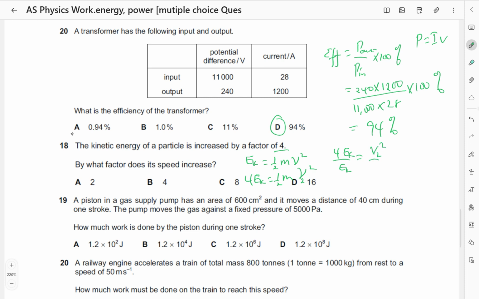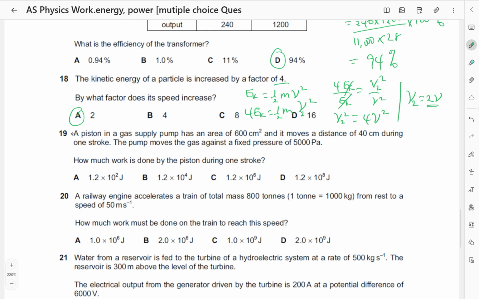So I have that 4 Ek divided by Ek is equal to a half m has cancelled, so this will be v2 squared over v squared. So Ek has cancelled. So it means v2 squared is equal to 4 times v squared. Then I find a square root to both sides. So it means v2 is equal to twice v. By what factor does its speed increase? So the answer is automatically 2. There is a 2 in front of v.